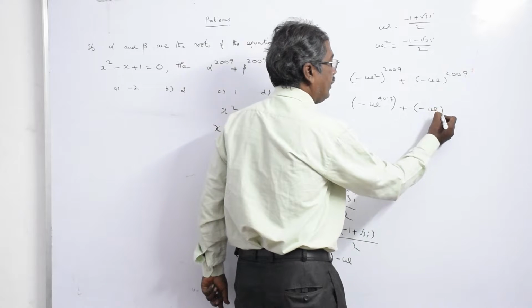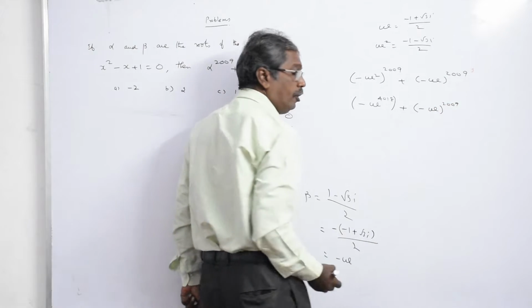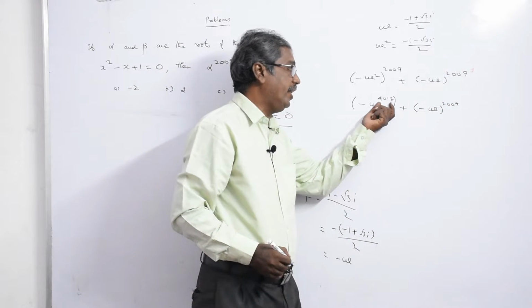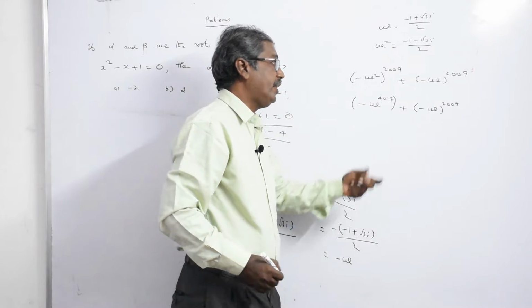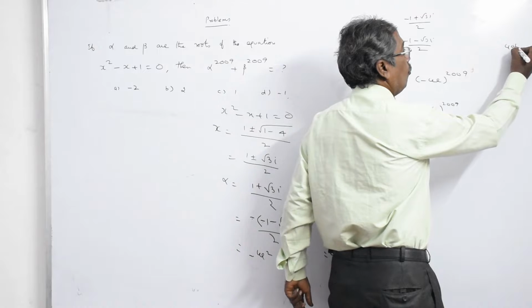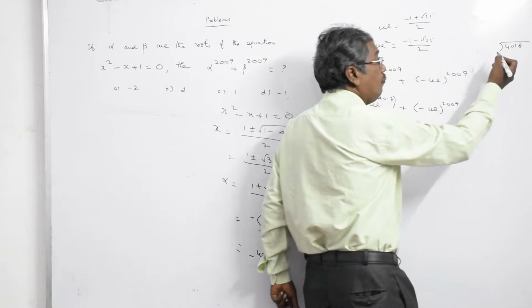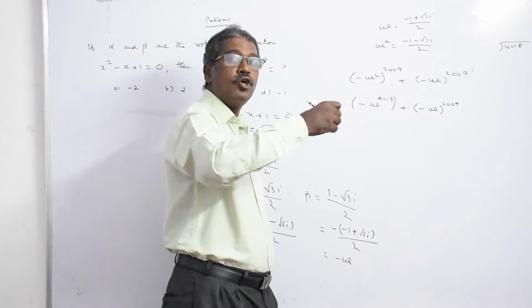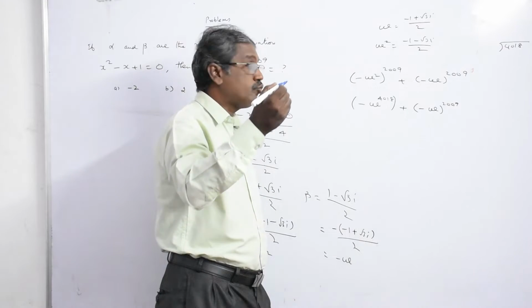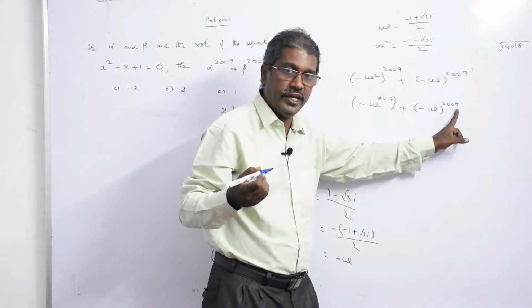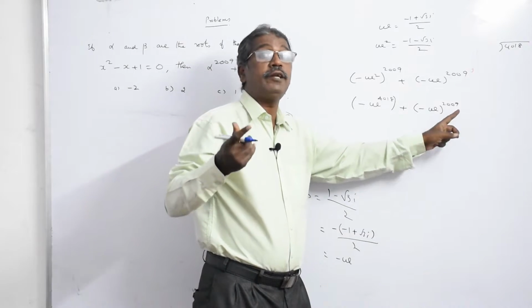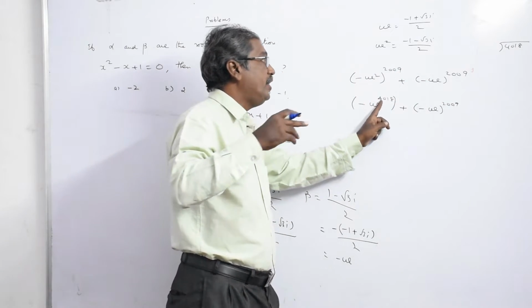minus omega power 2009. Now we need to check how many 3's are here, how many 3's are here. That we need to find out. Just divide 4018 by 3, because I want the value of omega cube, which becomes 1. So how many 3's are in 4018 and also how many 3's are in 2009, we need to check, so that much of 3 becomes 1. So how many 3's are here?